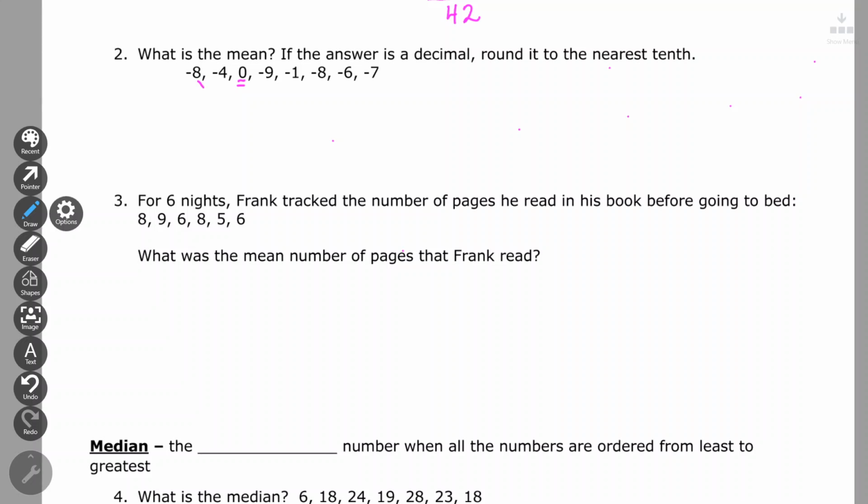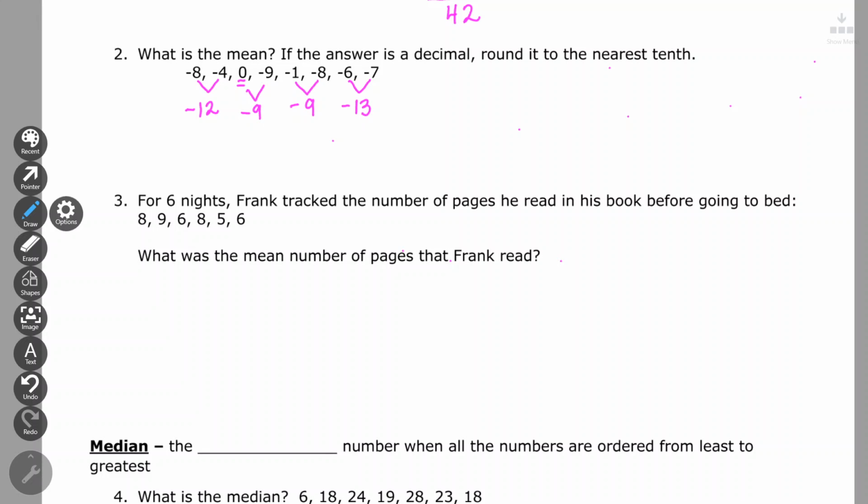So if we go about it the same way, negative 8 plus negative 4, we add 8 plus 4, we get 12 and keep the negative. Now, 0 and negative 9, remember 0 plus a number is going to give us that number. So it would just be negative 9. Negative 1 and negative 8 both have negatives, so we can add 1 plus 8 and get 9 and keep the negative. Negative 6 plus negative 7, that will give you negative 13 because you add and keep the sign.